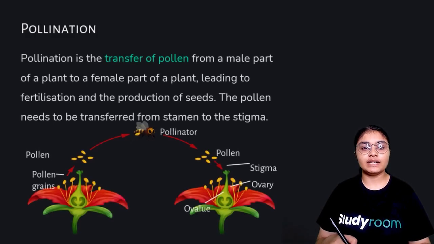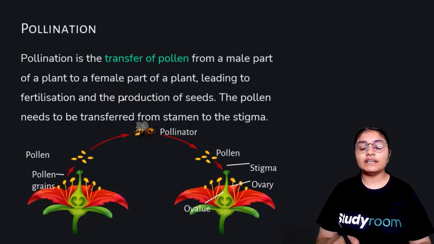Let us see what pollination is. Pollination is the transfer of pollen from the male part of the plant to the female part of the plant, right? If you are asked to define pollination, you will write that the transfer of pollen from the male part of the plant to the female part of the plant, leading to fertilization and the production of seeds, is known as pollination.